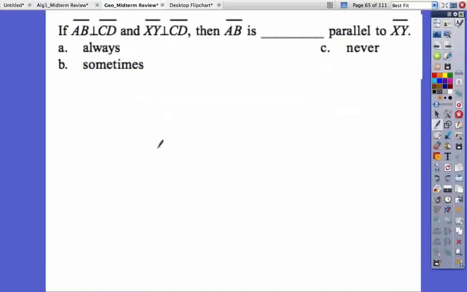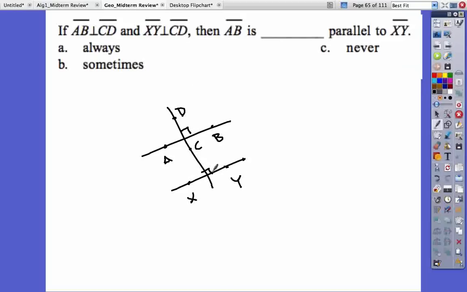If AB is perpendicular, so we have to put 2 points, A and B, on this line. And if it is perpendicular CD, so I'm going to put CD on this line, right angle. And XY is perpendicular to CD. So this is CD, so I'm going to place XY here. As long as it's perpendicular, I can place that there.